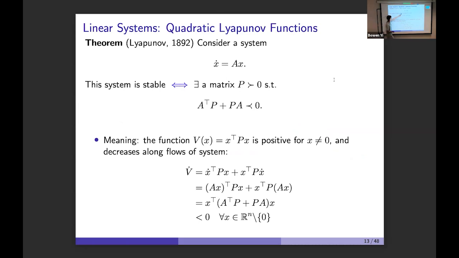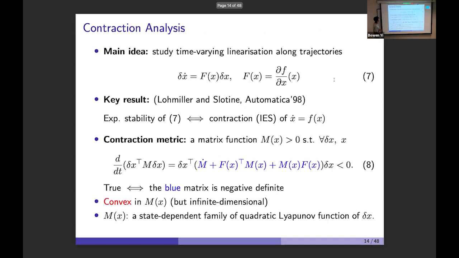We come back to the linear system x dot equal to Ax again. This system is stable if we can find a positive definite matrix P satisfying the Lyapunov inequality or Lyapunov equality. That means we can imagine something like an energy function in a square form that is positive, and over time its time derivative is negative, and the Lyapunov function will decrease to 0 over time. So the contraction analysis is an extension of this idea to nonlinear systems.